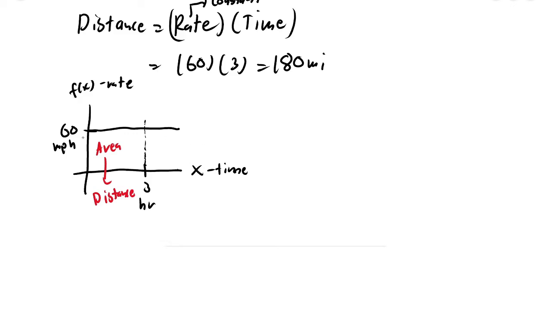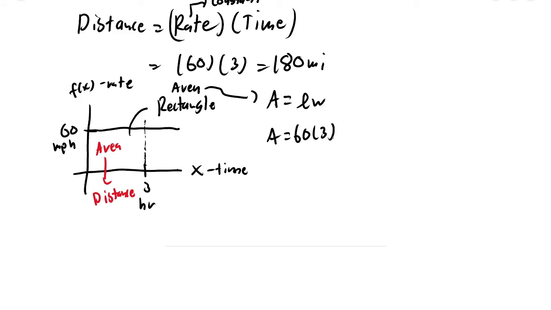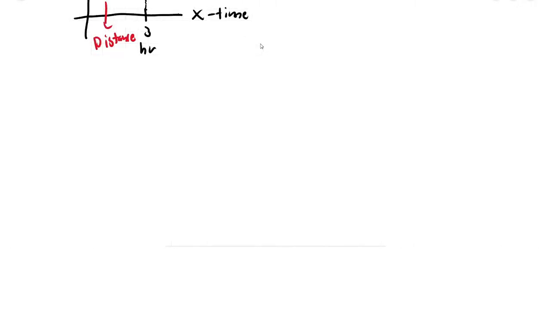As a matter of fact, it's the area of a rectangle. And we know that the area is going to be equal to the length times the width. So the area is just 60 times 3. So again, notice that there's an analogy between this geometric problem and the distance, rate, and time problem. But again, what happens if the rate is changing? If the rate is changing, the analogy still holds true.